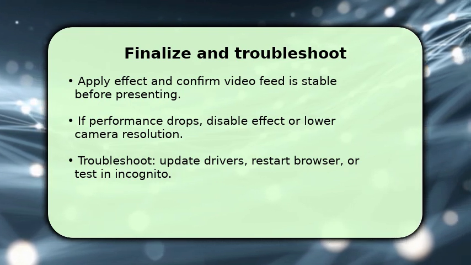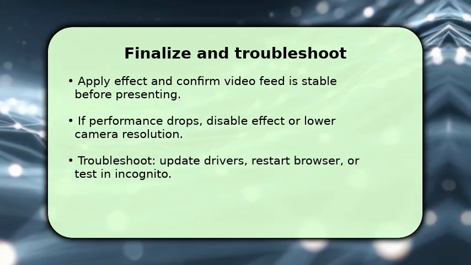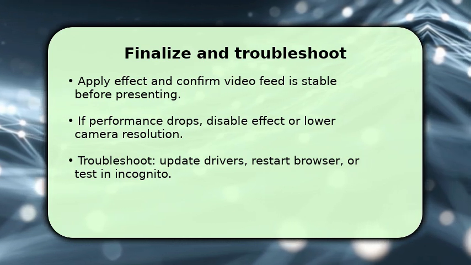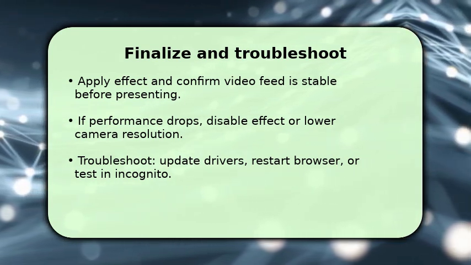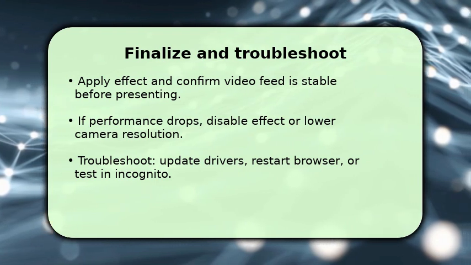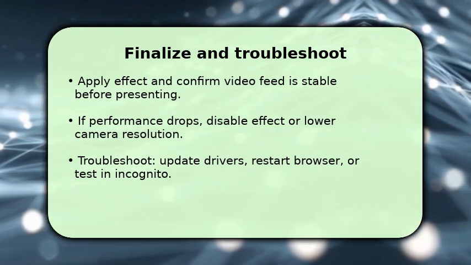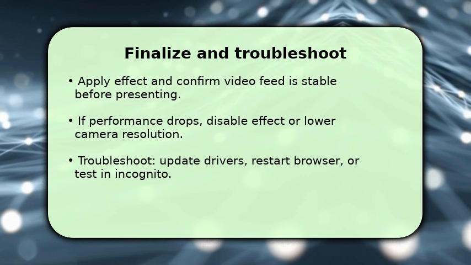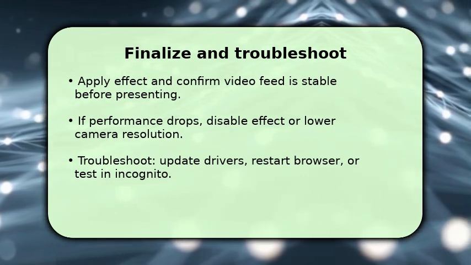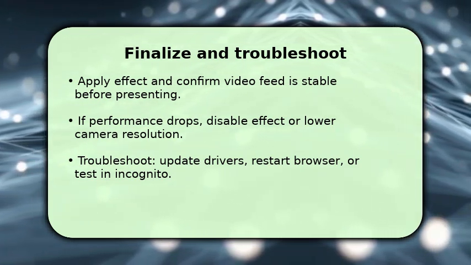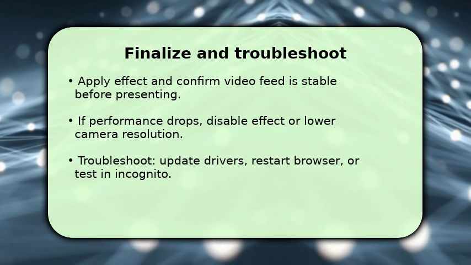If frame rate or CPU spikes, turn the effect off or reduce camera resolution to improve performance. If the background fails to apply or shows artifacts, update your graphics drivers, restart the browser, or try joining from an incognito window to rule out extensions. One quick fix is to reposition a lamp to reduce shadows.